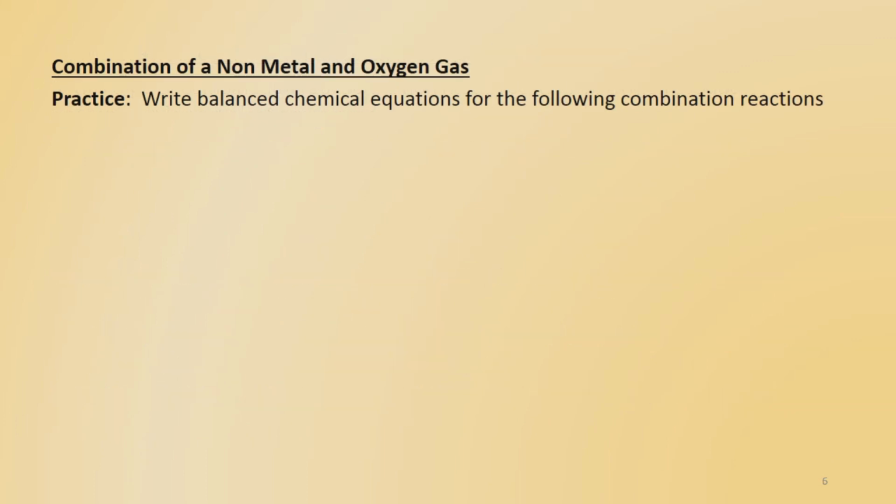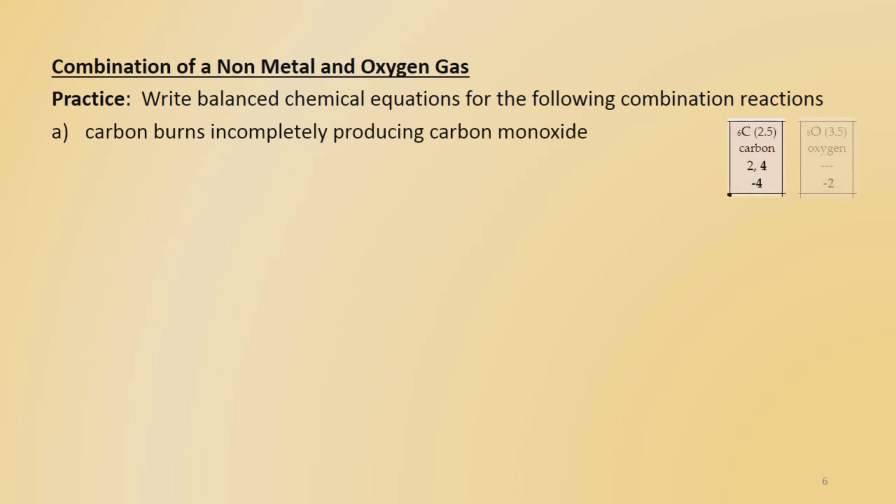All right, let's get some practice writing chemical equations for nonmetals combining with oxygen gas. Carbon burns incompletely, producing carbon monoxide. Symbol for carbon is C and oxygen is O. Now in this case, we don't need to use the oxidation numbers to find out the formula of the product because the name tells us it's a 1-to-1 ratio. So we have carbon plus diatomic oxygen producing CO. All we have to do is balance that. We'll put a 2 in front of the CO and then a 2 in front of the carbon and we're good.